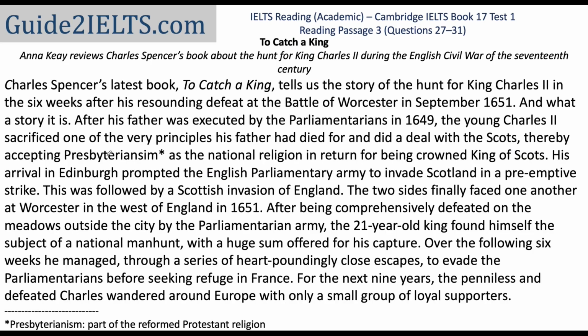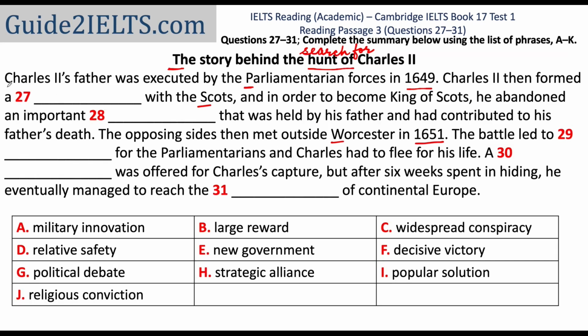In the passage, in the very first paragraph, I see 1651, then 1649, and then 1651 mentioned again. Parliamentarians are mentioned in the sentence that is 1649. Scots are mentioned soon after that. So I'm expecting the answer from this sentence or after this. Now that I have an idea where the answers are expected to be from, I read the first question. Charles II's father was executed by the parliamentarian forces in 1649. Charles II then formed a blank with the Scots.